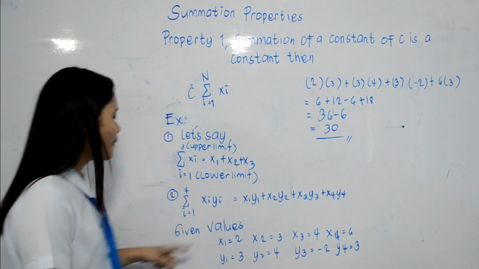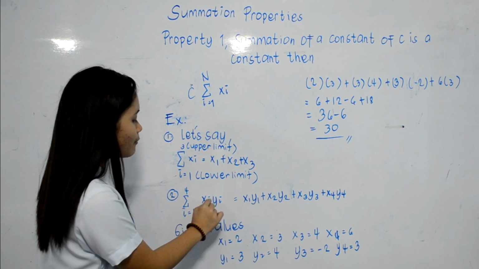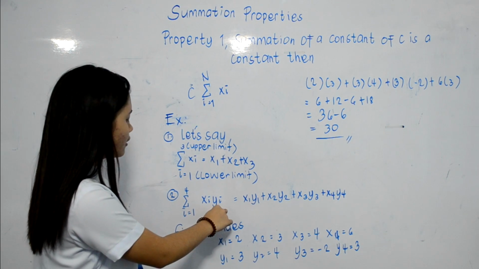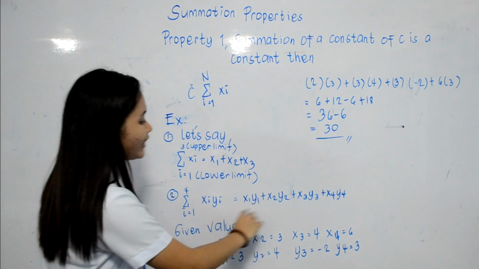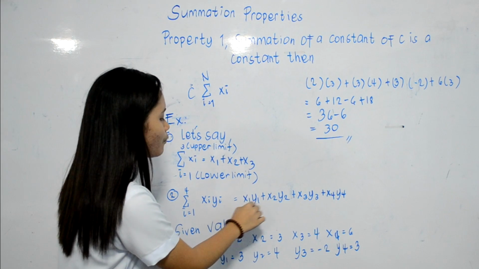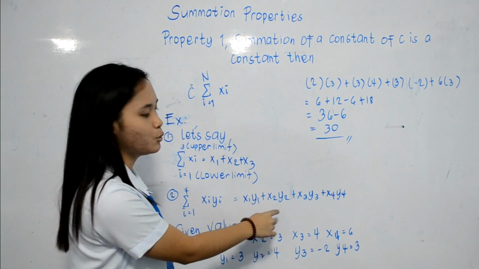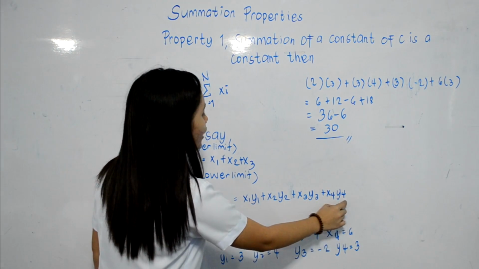Another example, example number 2. Let's say the given is summation of x sub I, y sub I, as I goes from 1 to 4. It would be expanded as the same procedure did in number 1. So x sub 1, y sub 1 plus x sub 2, y sub 2 plus x sub 3, y sub 3 plus x sub 4, y sub 4.